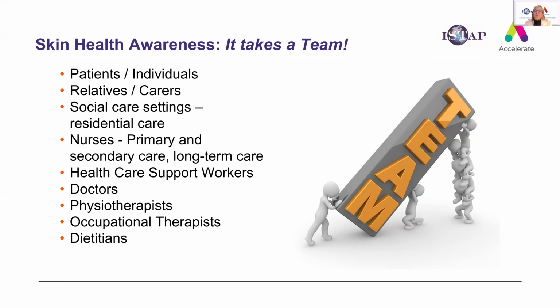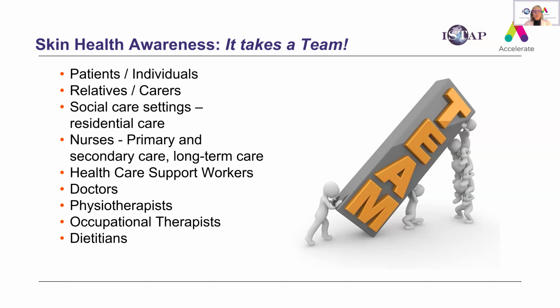Social care settings or residential care. Sometimes in those residential areas and care facilities, there's just not the ability to be moisturizing our clients. It just depends. Nurses are key. Healthcare support workers are key. Our social workers are important when we are looking at environmental and financial factors. We need our doctors to help us with medications, maybe prescriptive creams and those kind of things.